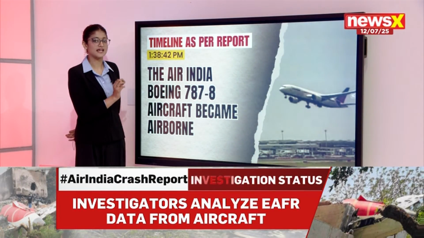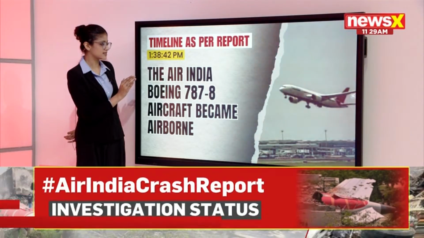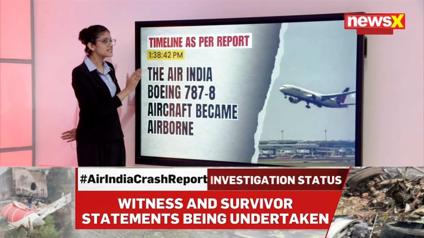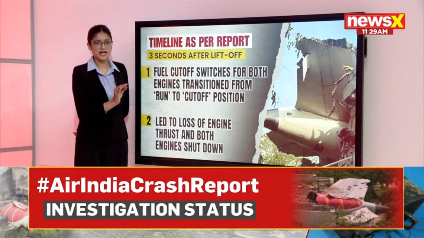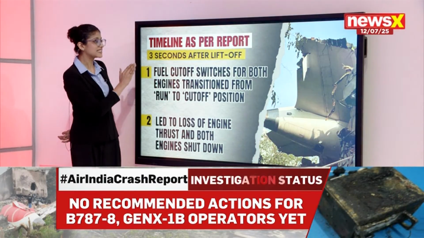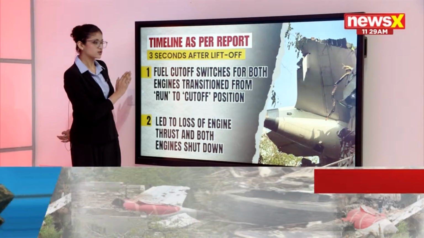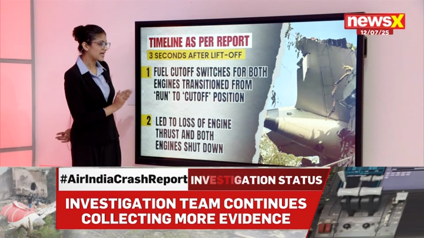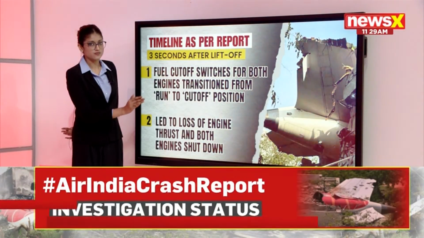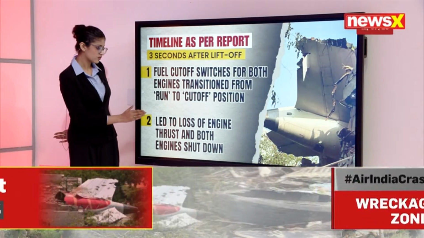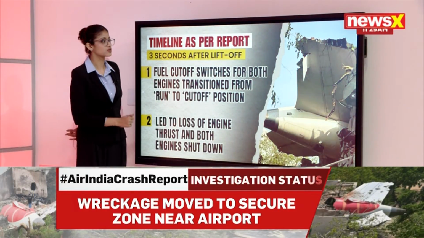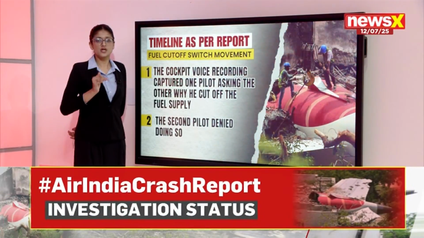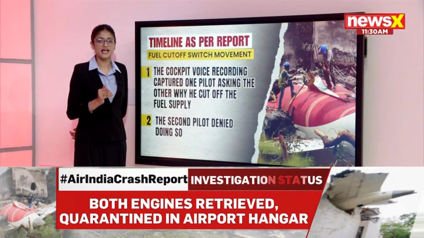1:38 p.m. IST, at 42 seconds, the Air India Boeing 787-8 aircraft became airborne. So, this is the exact time that the aircraft became airborne. Now, 3 seconds after liftoff, two things have been observed. The first, of course, was that the fuel cutoff switches for both engines transitioned from run to cutoff position, and also this led to the loss of engine thrust and both engines shut down. So, this happened a mere 3 seconds after liftoff. The fuel switch engines transitioned to cutoff and the engines shut down.